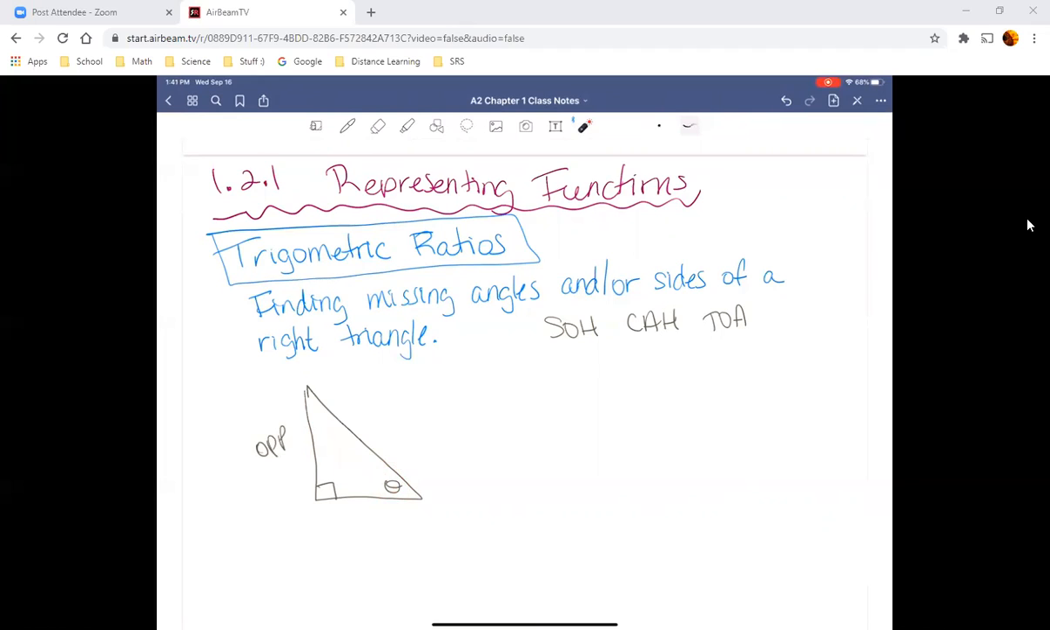Can you guys always find the hypotenuse? Yep, it's across from the right angle, and it's also the largest side, right? So it's always going to be across from there. So that one's going to be our hypotenuse. And then our last one is adjacent. So from this angle, this one is our adjacent side.